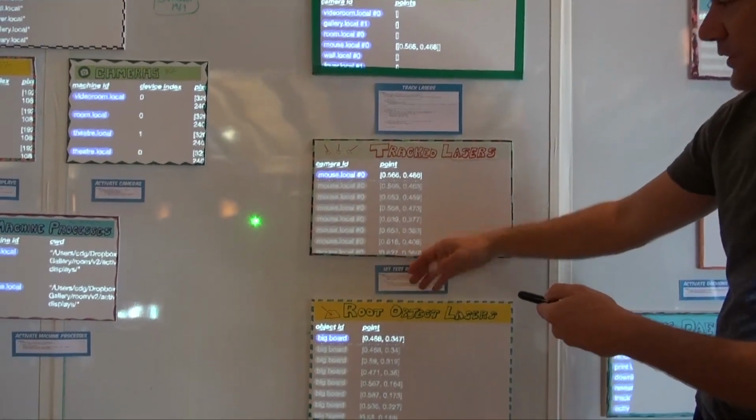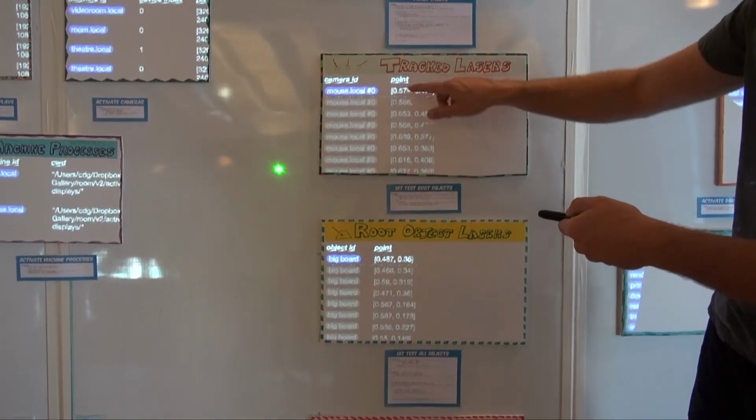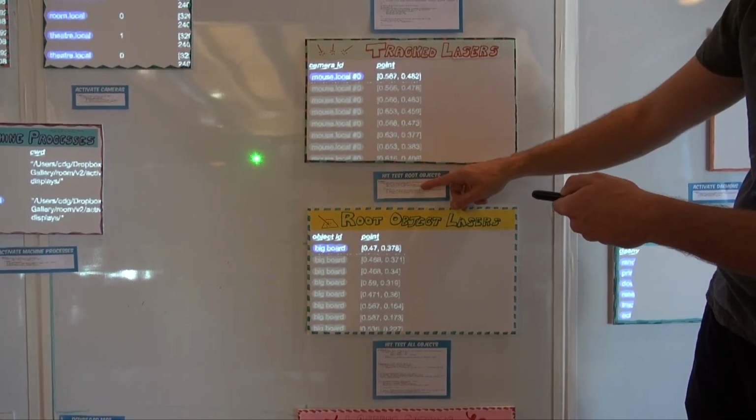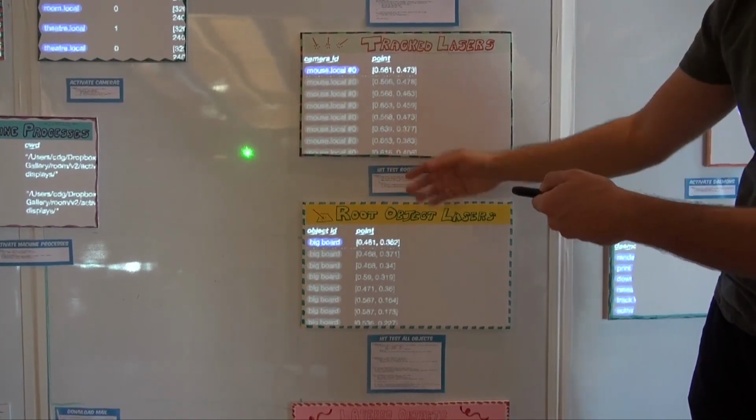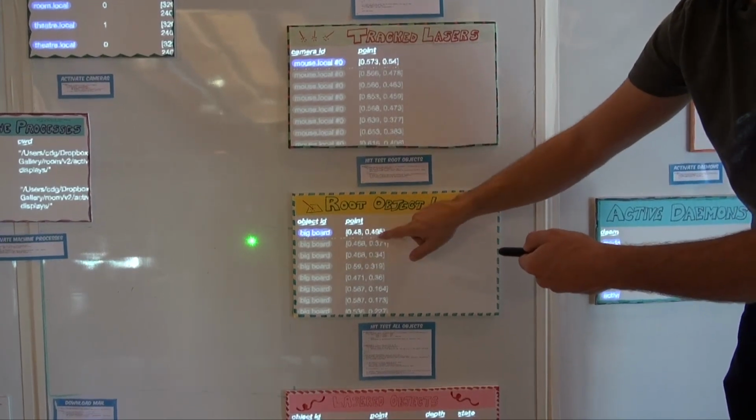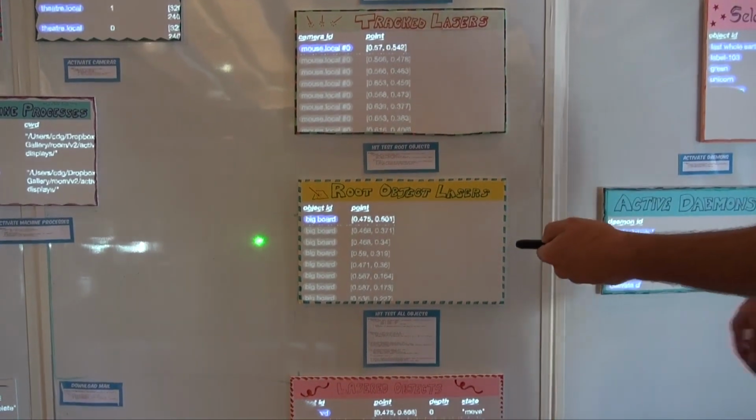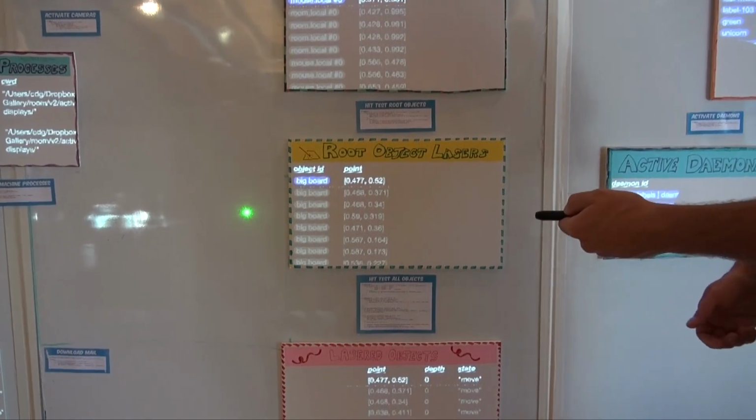And then this code is looking at that and doing a hit test. So this is a point in camera space, and this is saying, is there any object at that point? And if so, we translate it into a point on that particular object. We can see here that I'm pointing at the big board.